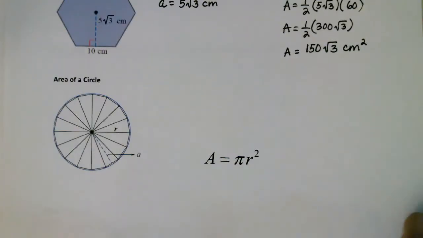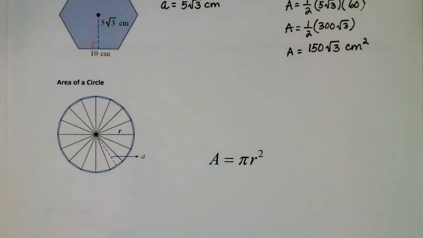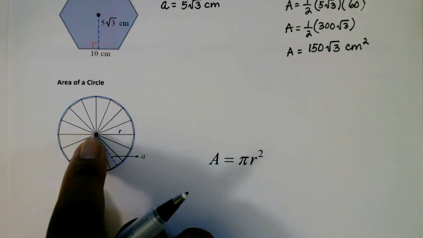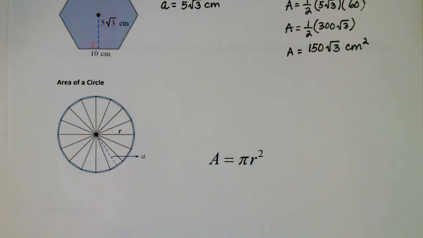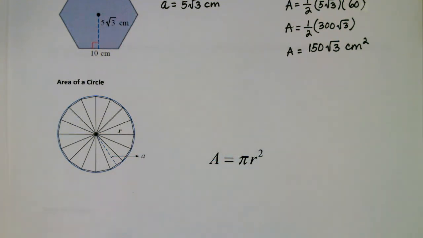All right, now for the area of a circle. If you recall, a circle is going to be where all the points on that circle have the same distance from a given point called the center. So here's the center, and then the radius is always going to be the line segment from the center of that circle to a point on that circle. The area of that would be equal to pi r squared.